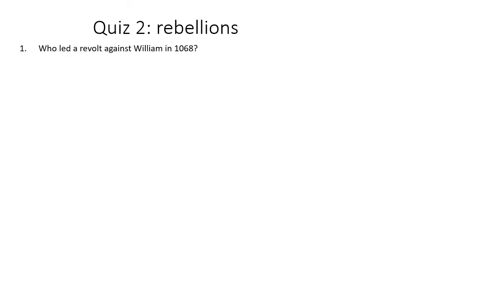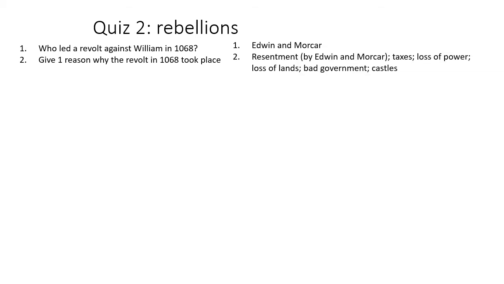So question 1. Who led a revolt against William in 1068? And that was the revolt of Edwin and Morcar. Question 2. Give one reason why the revolt in 1068 took place. So there are a number of reasons for this. Resentment by both Edwin and Morcar, taxes, a loss of power, loss of lands, bad government and castles were among the main reasons you will have studied for this.